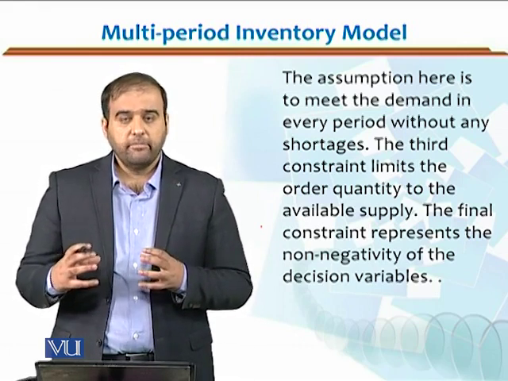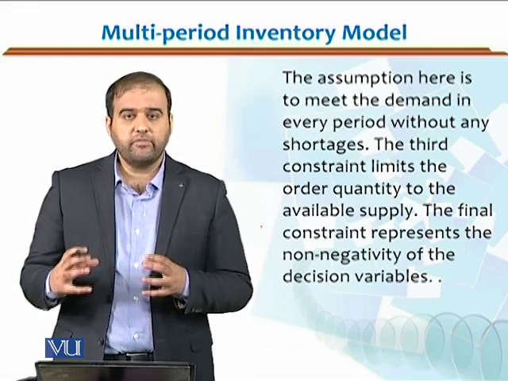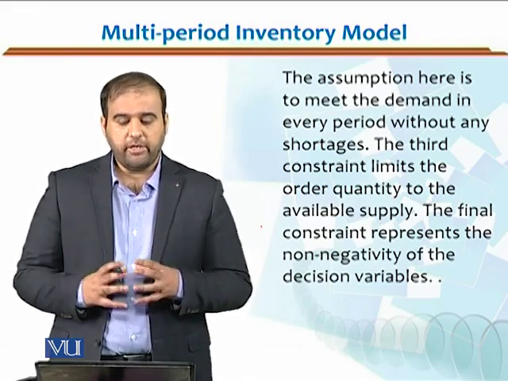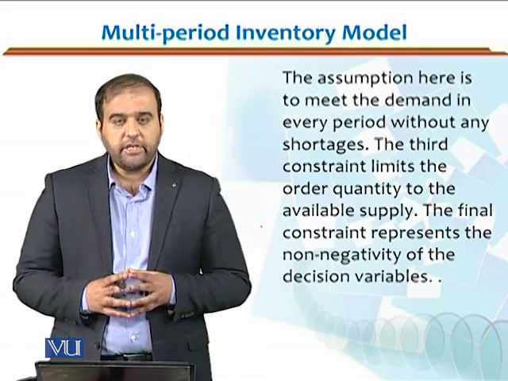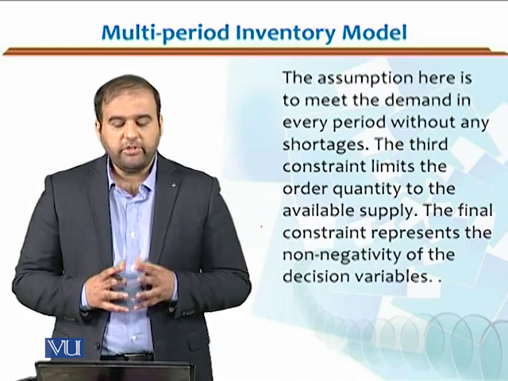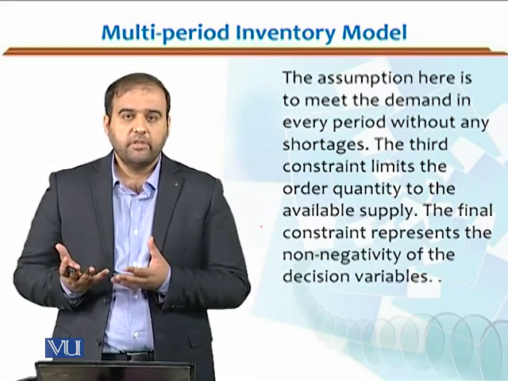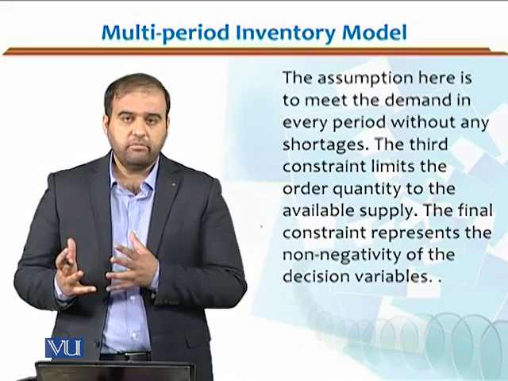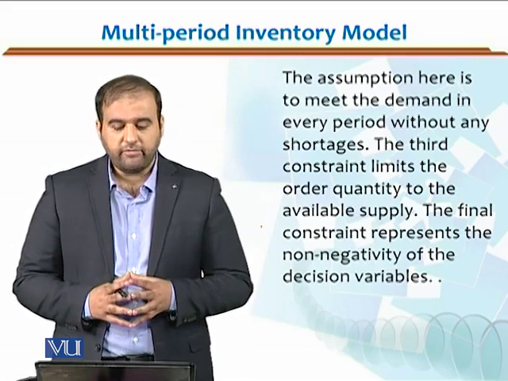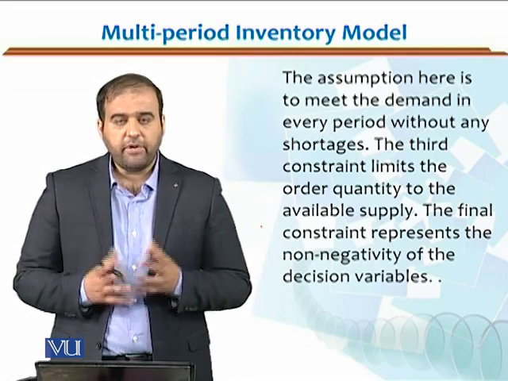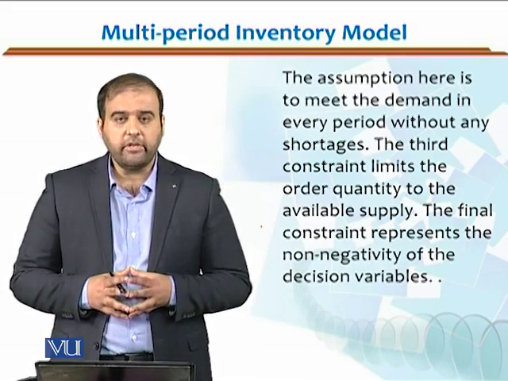Equal, because you want to ensure that the inventory which you have satisfies the whole demand without any shortages. The third constraint limits the order quantity to the available supply. Supply is the capacity you can store, so according to the supply I need, I should have the available inventory with me. The final constraint represents the non-negativity of the decision variables.